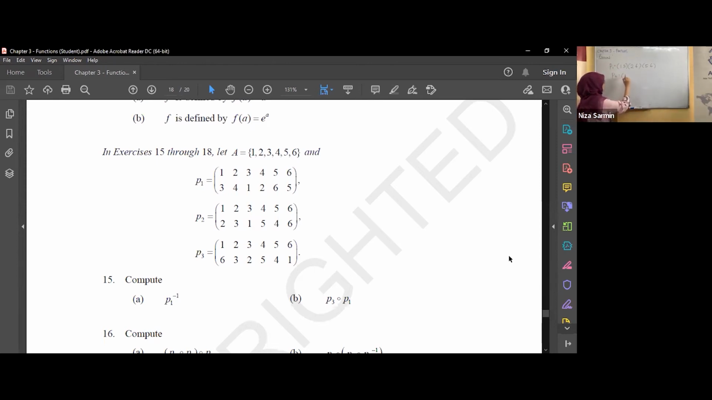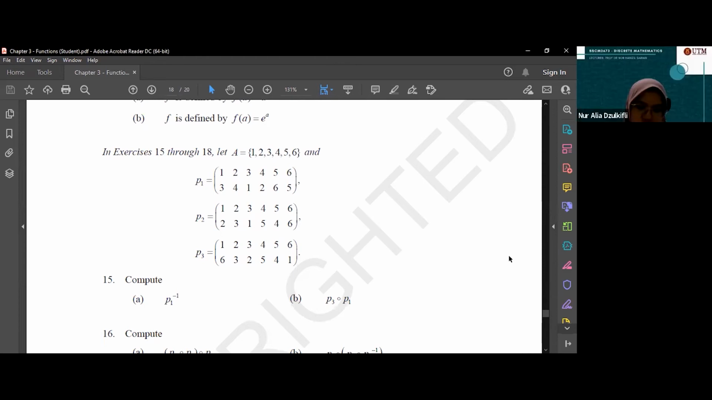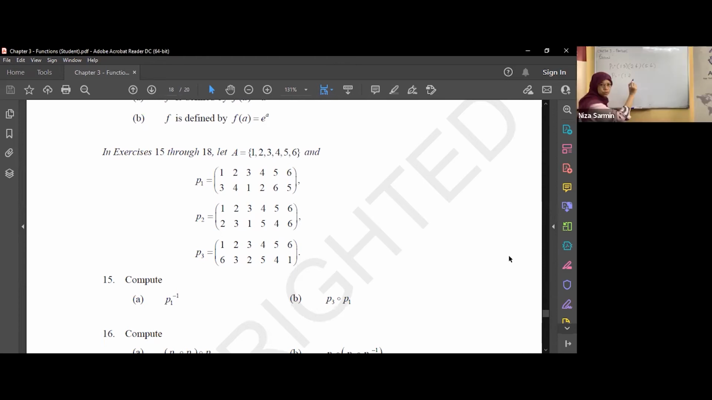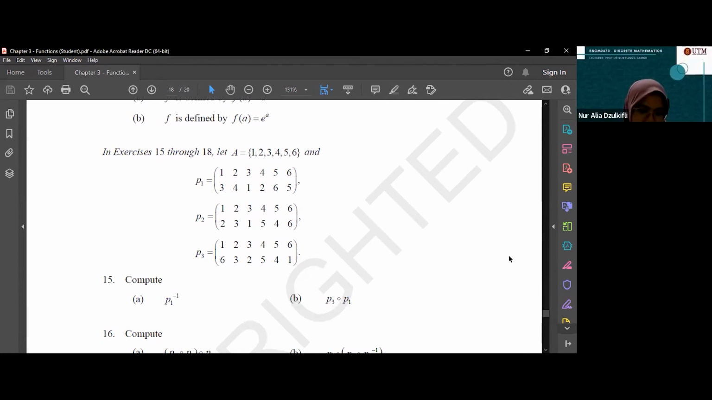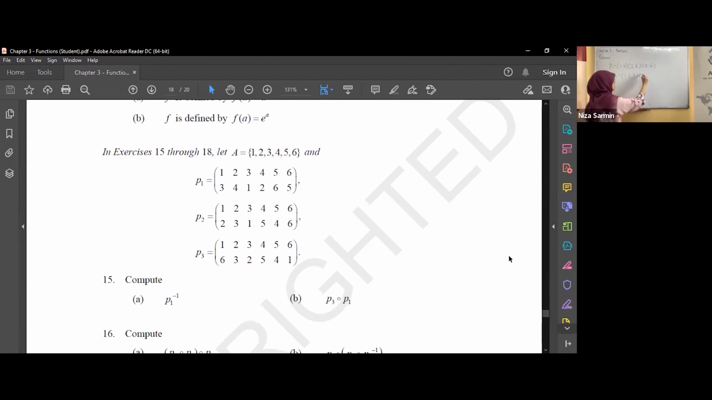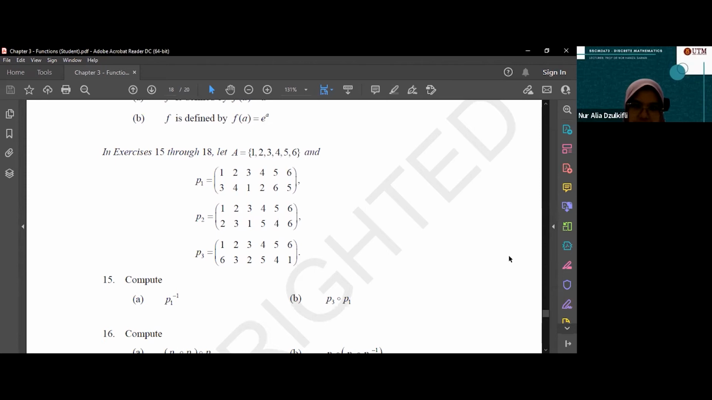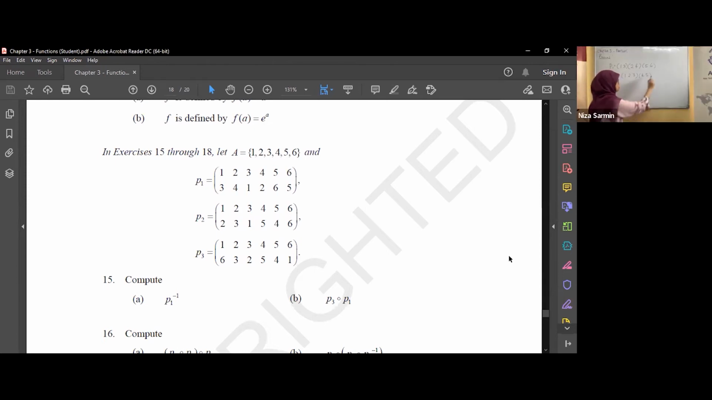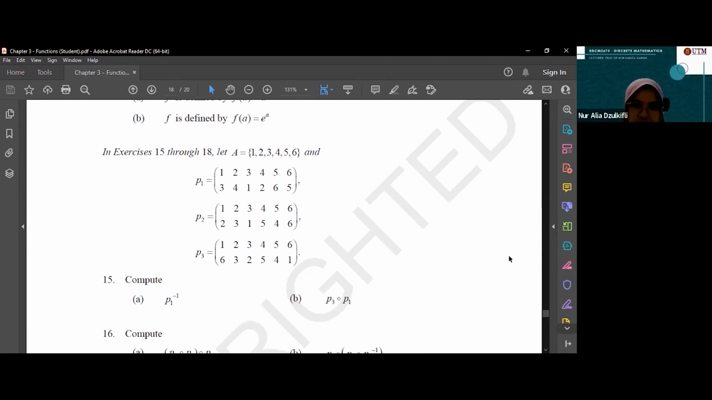P2, 1 goes to 2. 2 goes to 3. 3 goes to 1, so you close. Next is 4, 4 goes to 5, 5 goes to 4. Okay, close. And then 6, 6 goes to 6.